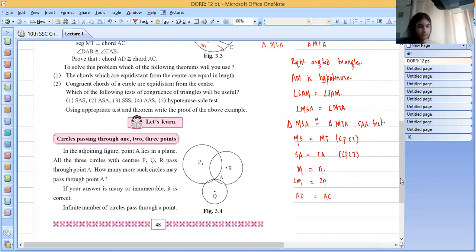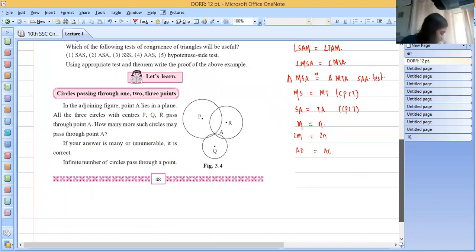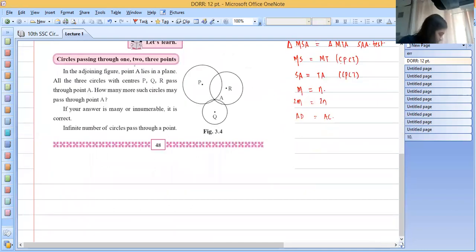Next, circles passing through 1, 2 and 3 points. Okay? Circles passing through 1 point, 2 points and 3 points.